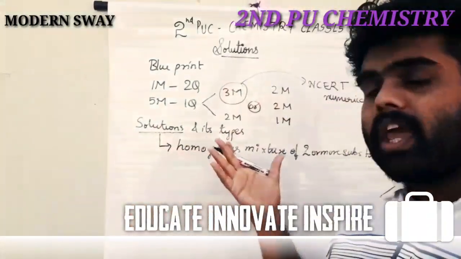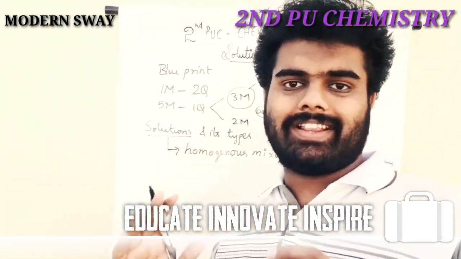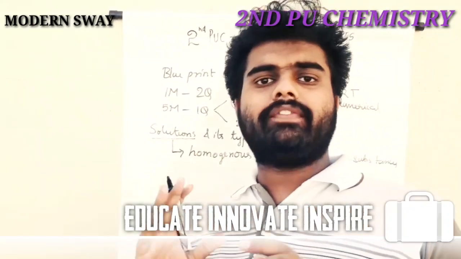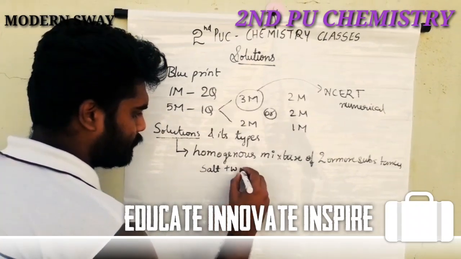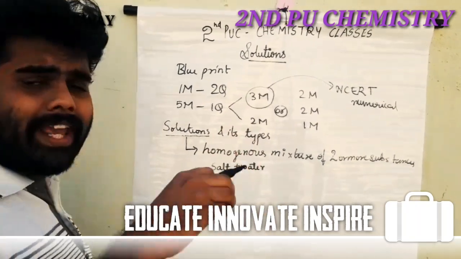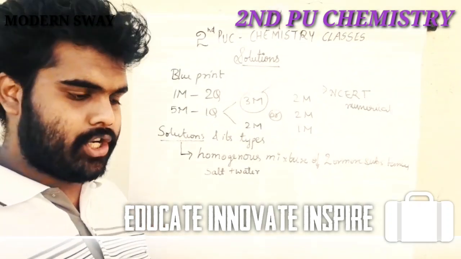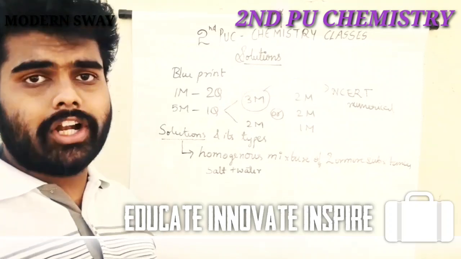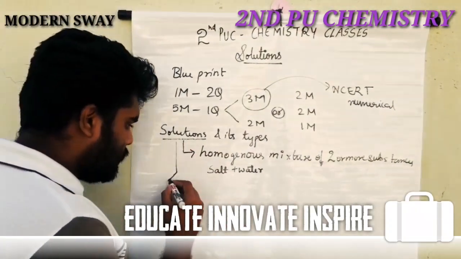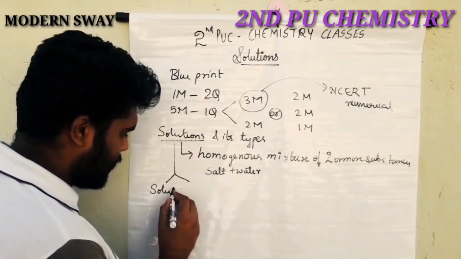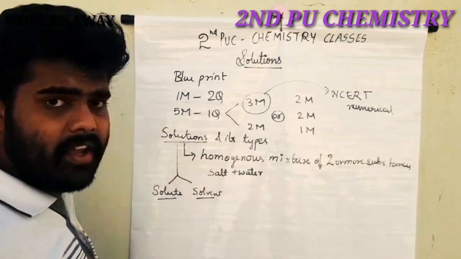What exactly is meant by a homogeneous mixture? A very good example I'll give you is salt plus water. Now I am adding salt to the water. When I take the salt and water solution, the concentration of salt is uniform throughout the mixture. When we take a solution, there will be 2 components. One is the solute and one is the solvent.